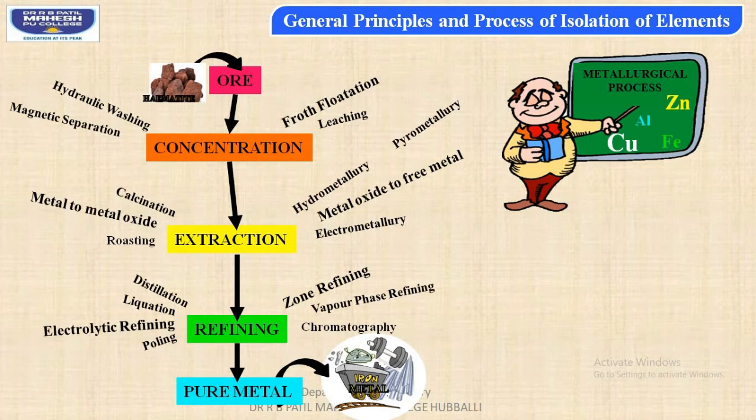Further refining of the metal can be done by the following methods: distillation, liquation, electrolytic refining, poling method, zone refining, vapor phase refining and lastly the chromatographic method. After the refining process, we obtain the pure metal. Let's study the extraction of aluminium metal.